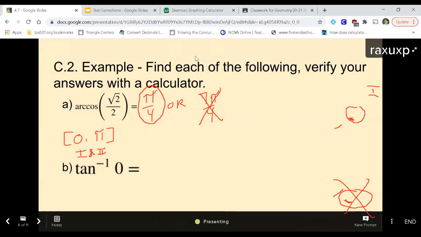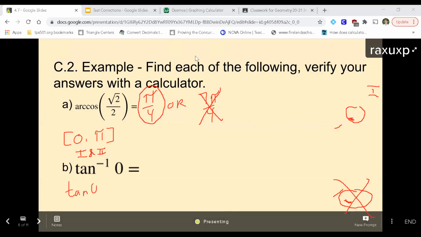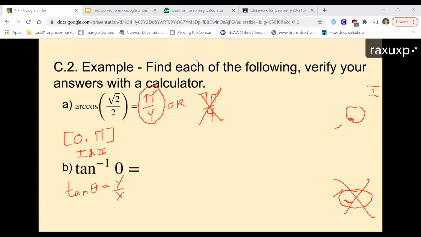Tangent's tougher. So if you remember, the tangent of an angle gives you y over x. So the tangent inverse would take y over x and give you the angle. So what this is telling me, to find the tangent inverse of 0, I have to find out when does y over x equal 0. Well, what's the only way that that could happen?